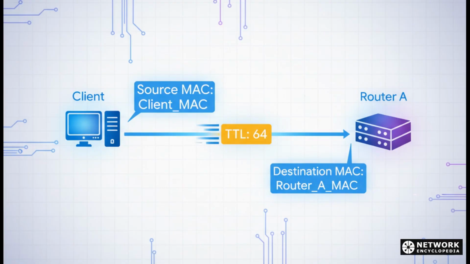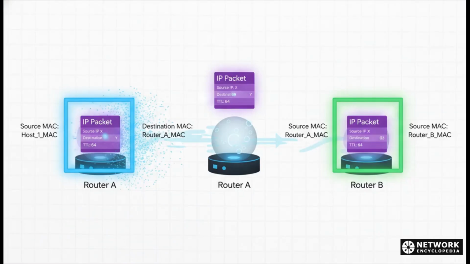Let's make this super concrete. On the very first hop, from your computer to your home Wi-Fi router, the frame's addresses are from your computer's MAC to your router's MAC. And the TTL value starts at, let's say, 64. Now watch what happens. When your router forwards that packet to the next router out on the internet, it strips off that old frame and builds a totally new one. Now the source MAC address is your router's, and the destination MAC is for the next router down the line. And look, the TTL is now 63.